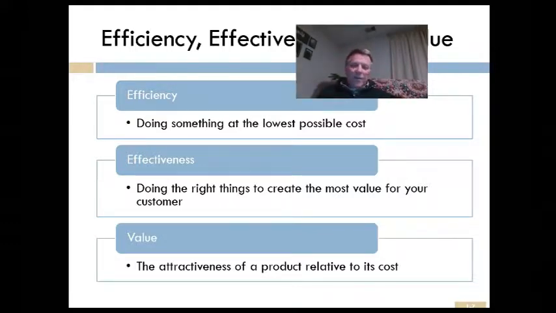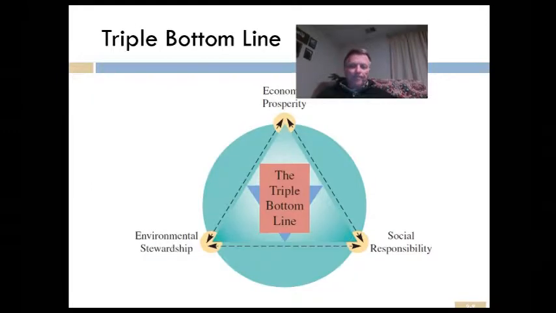Most places are not 200% efficient. Most struggle to be 100% efficient. Effectiveness, though, is doing the right things to create the most value for your customer, keeping in mind that customer could be an internal customer. And then value is the attractiveness of your product relative to its cost.